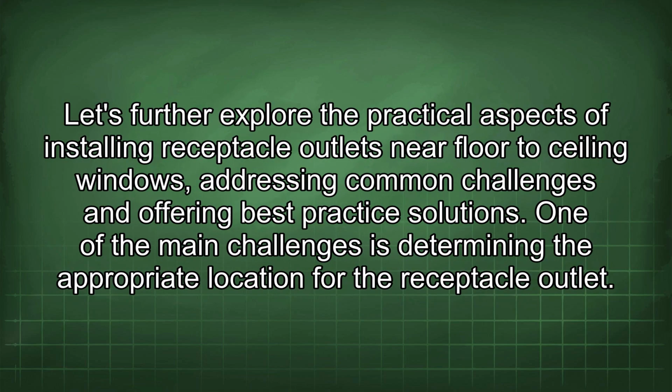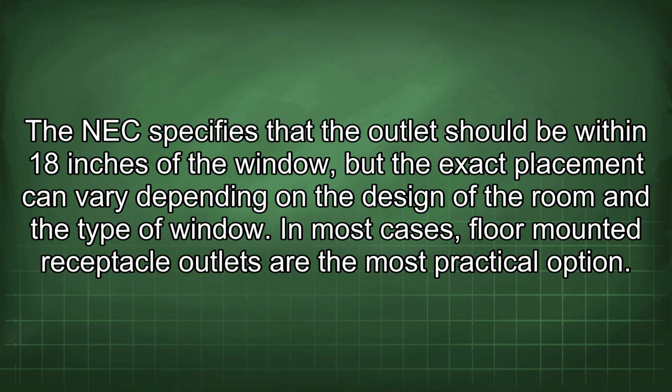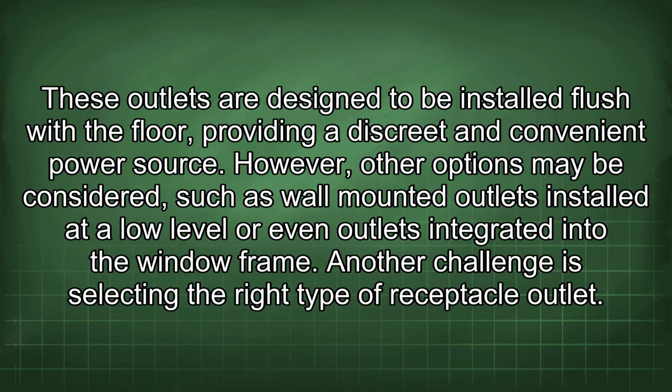Let's further explore the practical aspects of installing receptacle outlets near floor-to-ceiling windows, addressing common challenges and offering best practice solutions. One of the main challenges is determining the appropriate location for the receptacle outlet. The NEC specifies that the outlet should be within 18 inches of the window, but the exact placement can vary depending on the design of the room and the type of window. In most cases, floor-mounted receptacle outlets are the most practical option. These outlets are designed to be installed flush with the floor, providing a discreet and convenient power source.